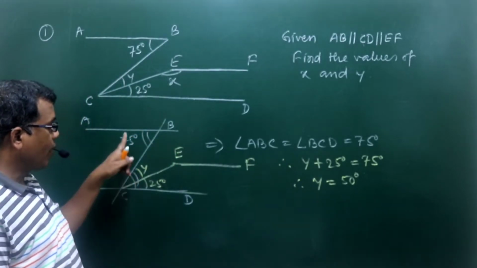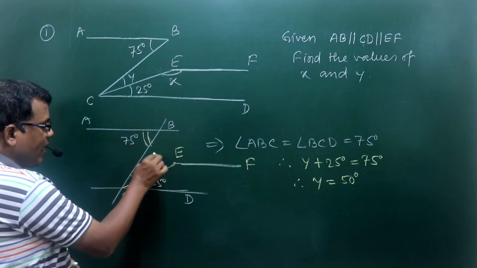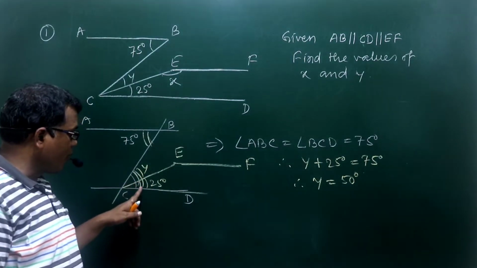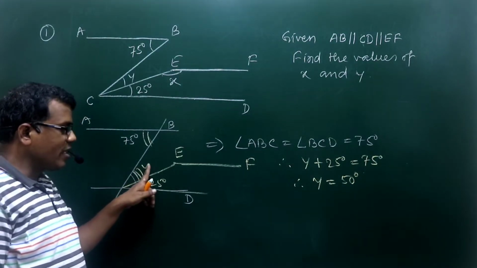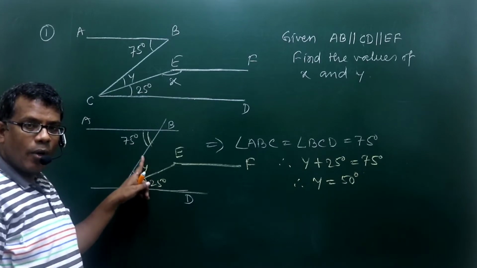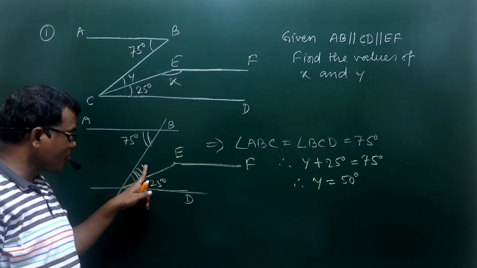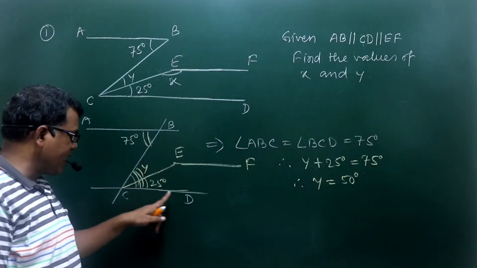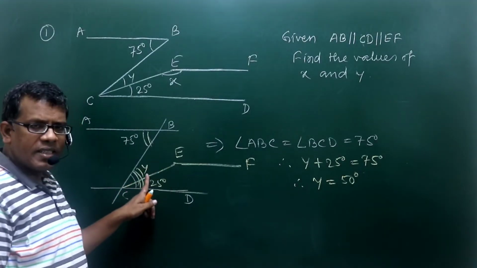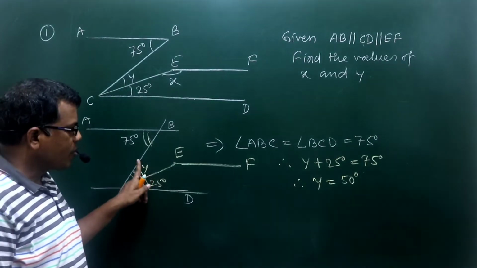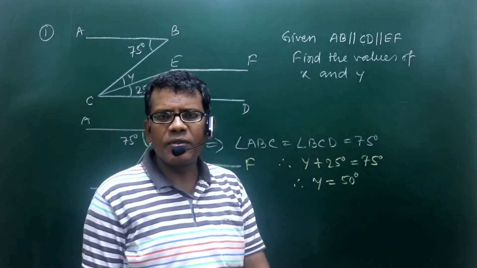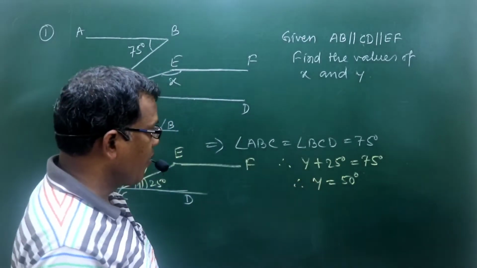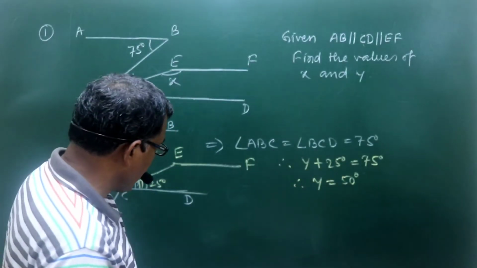How is it 50? Because if this is 75, then this whole angle must also be 75, out of which this 75 is distributed in two angles. One part is known as Y as per the diagram, and another part, angle ECD, is given as 25. So Y plus 25 should be 75. From this equation, I get the value of Y as 75 minus 25, that is equal to 50.